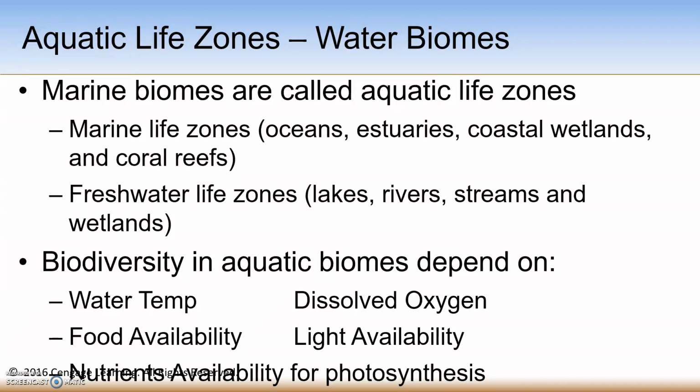Most aquatic life zones are divided into surface, middle, and bottom layers, and I'll show you some examples of that in the next couple of slides. The environmental factors that determine the number and types of organisms that are found in these different layers are temperature, access to sunlight for photosynthesis, dissolved oxygen, and availability of nutrients, such as carbon, nitrogen, and phosphorus for the producers. Food availability can also impact this as well.